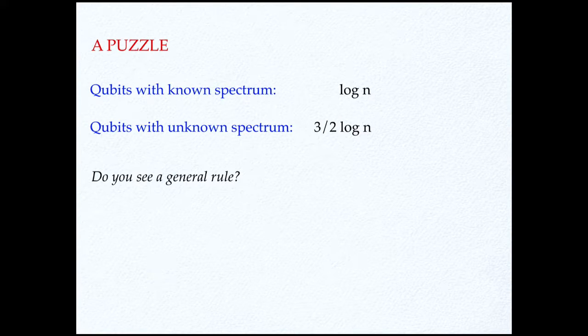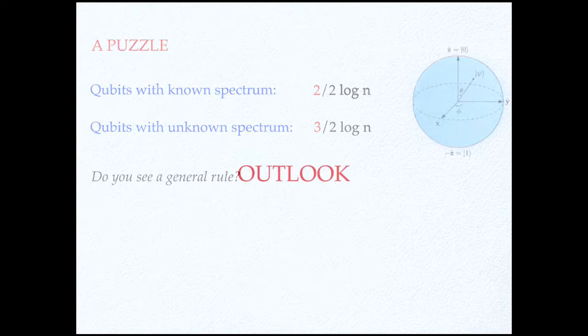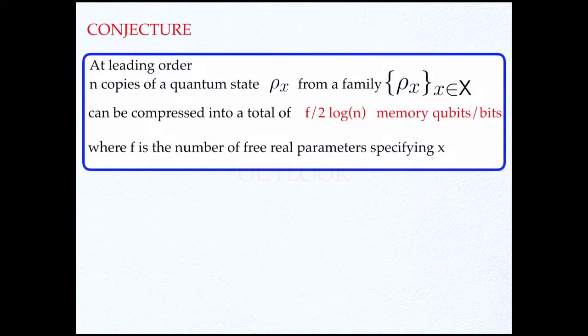I would not have had it just by this, but let me give you a hint. So log n is 2/2 log n. 3/2 log n is 3/2 log n. So what are 2 and 3 here? If you know the spectrum, this is the number of parameters you need to specify the state. So if you know the spectrum, you are in a shell of the Bloch sphere. If you don't know the spectrum, you have an arbitrary point inside the Bloch sphere. So it's 3 parameters. So it's natural to conjecture that the optimal thing will depend on the number of free parameters in general. So this brings me to the last slide.